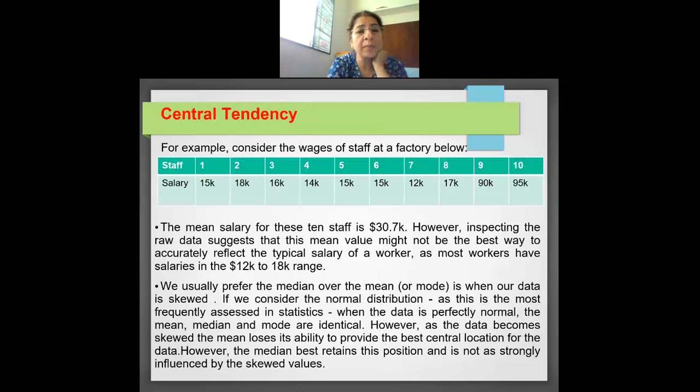For example, here if you look into the wages of the staff, salary of the staff, first staff is getting 15, second is 18, 16, and so on.